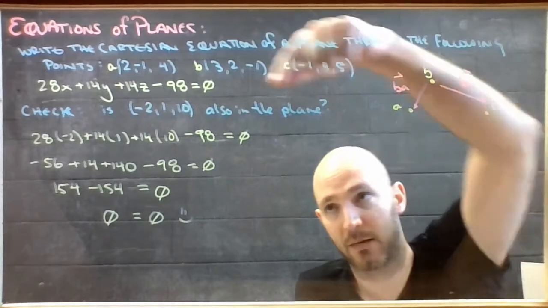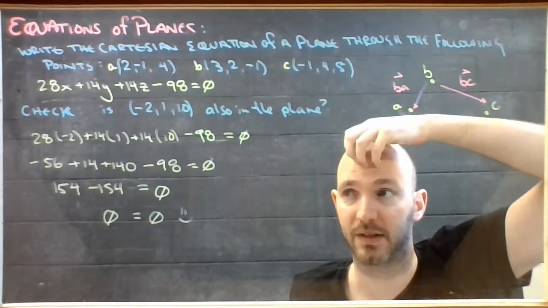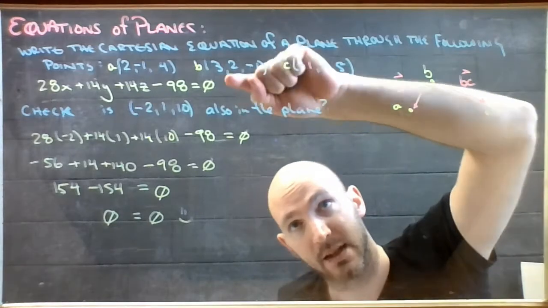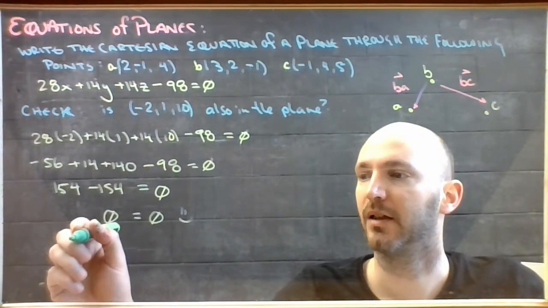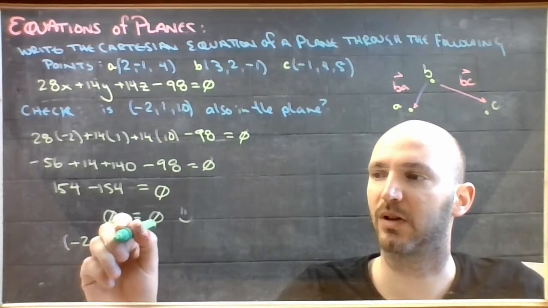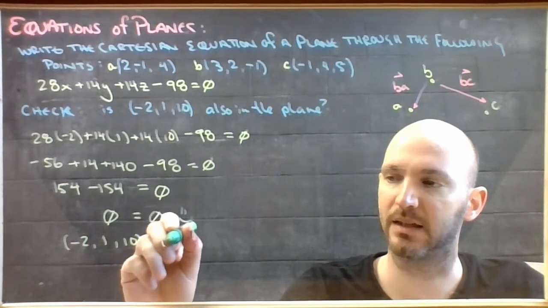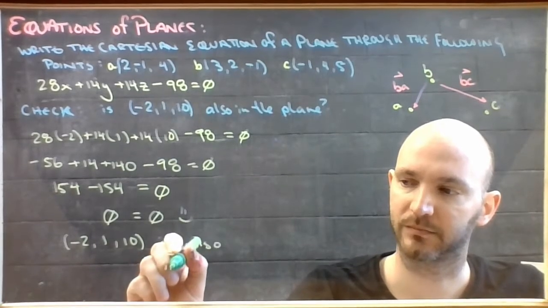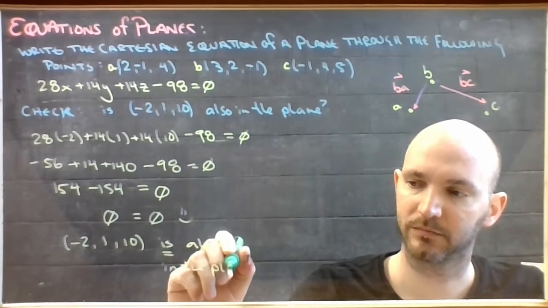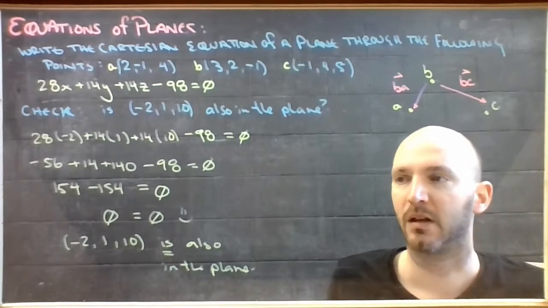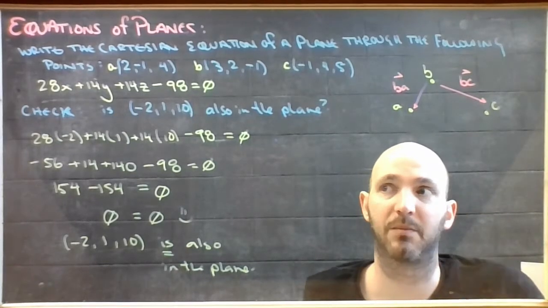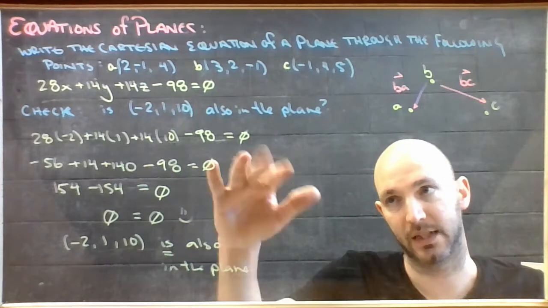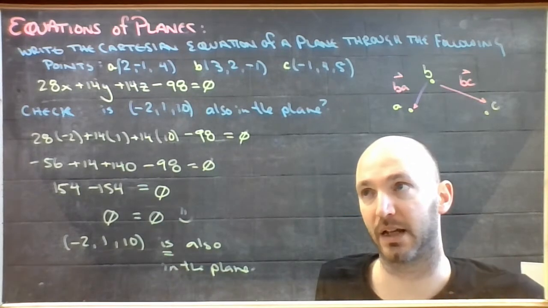Because I was able to plug the xy coordinates of this dot into the Cartesian equation for the plane and get 0 as my answer, I've confirmed that (-2, 1, 10) is indeed also in the plane. So if you look back, we found an example where the dot we checked was not in the plane, and an example where the dot we checked is in the plane.